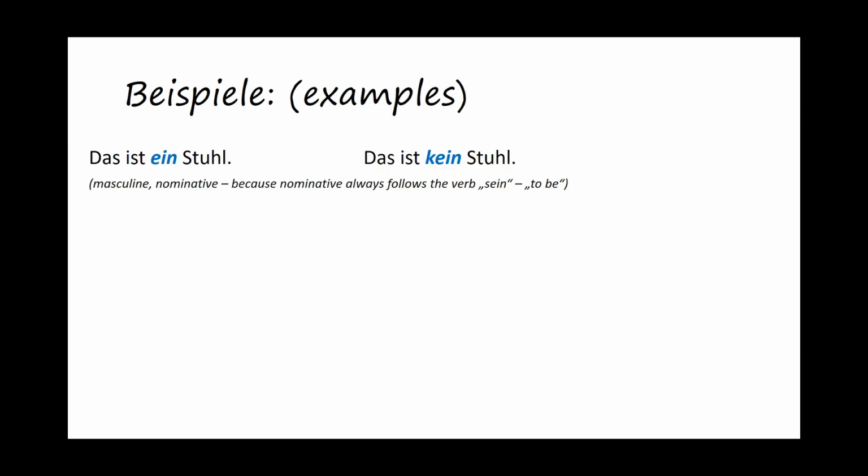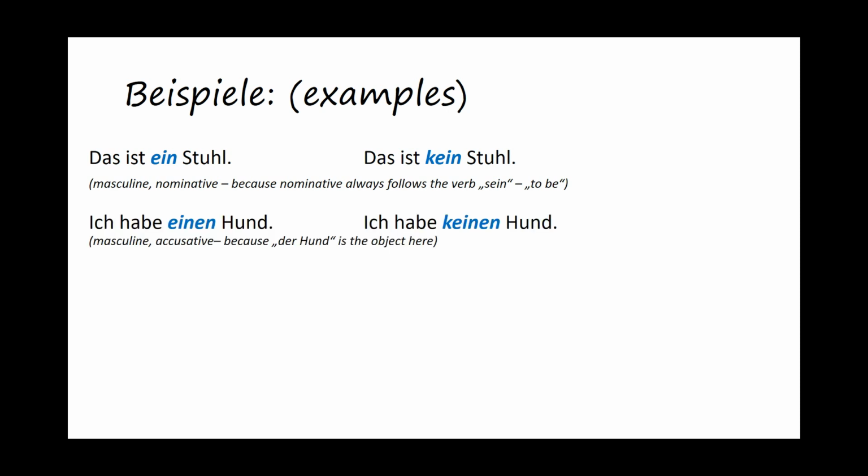Here are some examples. Das ist ein Stuhl, das ist kein Stuhl. Which means that is a chair and that's not a chair. Here ein becomes kein because this is masculine, and this is the nominative case because the nominative always follows the verb sein, which is to be. So das ist, everything that comes after that will always be in the nominative.